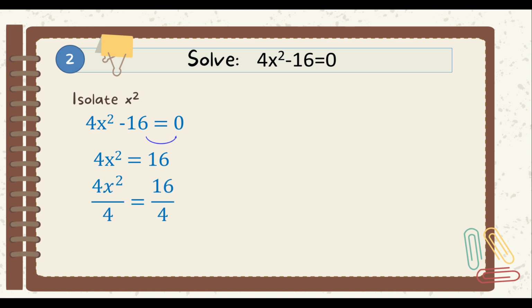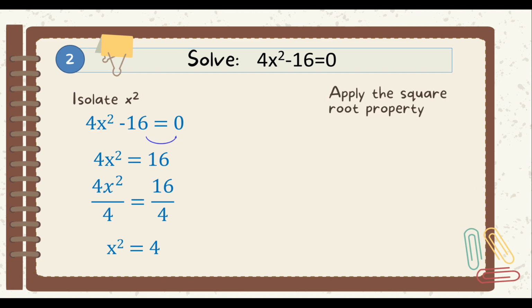Then, since we have a coefficient of x squared, which is 4, we divide both sides of the equation by that coefficient 4. Thus, 4x squared divided by 4 is equal to 16 divided by 4. And what is the result? You have x squared is equal to 4. Then we go to step 2.